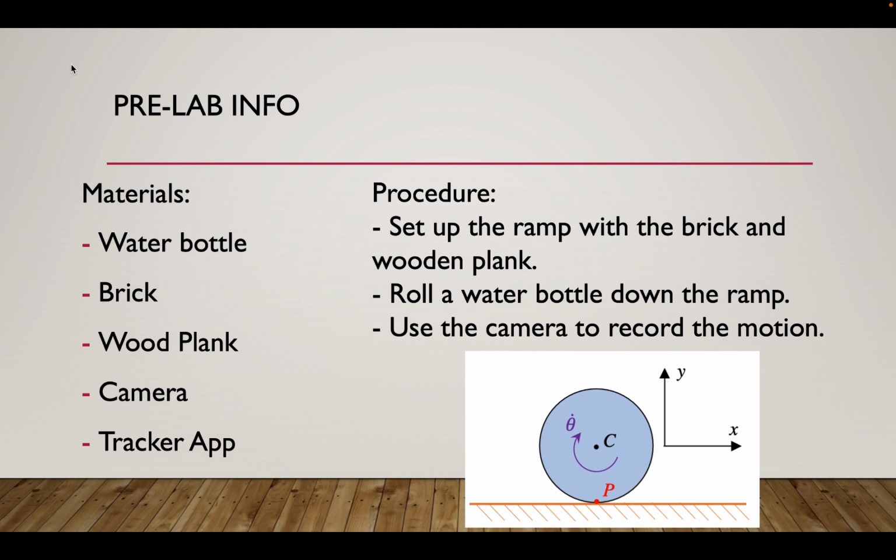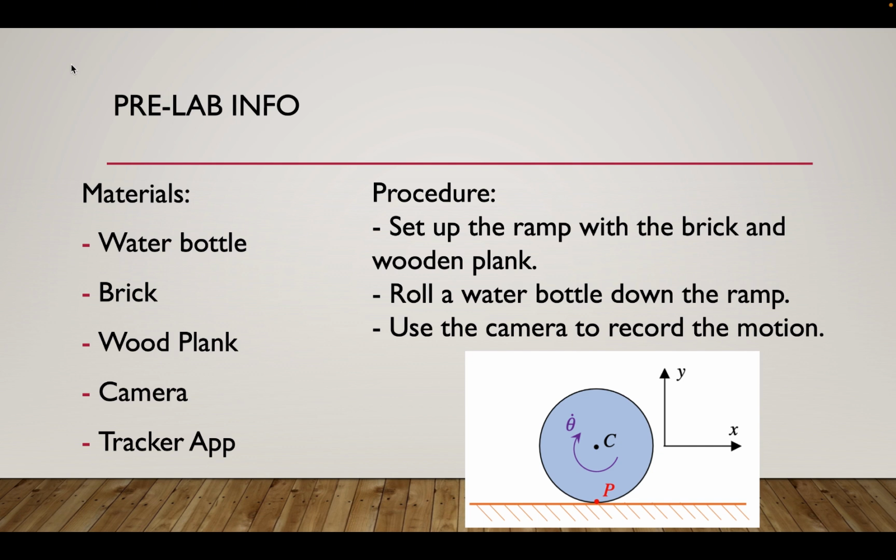So, pre-lab info. What I did to set up this lab, basically the materials I got: I needed something cylindrical to roll, so I took my water bottle and put the flat base towards the camera. I took a brick and wooden plank to set up our ramp, and took a camera to record this motion. That was just my phone, and then I had a tracker app on my laptop, which was used to extract all the data that we need.